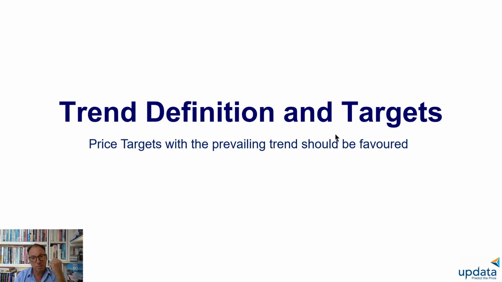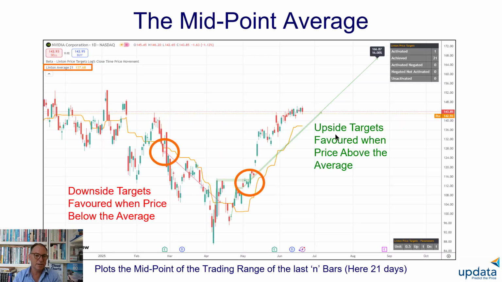Price targets with the prevailing trend should always be favored. This is such an important point. And I think when people say, oh, the target didn't work, nearly always it will be because it was counter trend. If you think about it, in uptrends, we'd expect targets to be exceeded, and in downtrends, we'd expect downside targets to be exceeded. So that's the really quite key thing. Trend state is a really important aspect of the target.